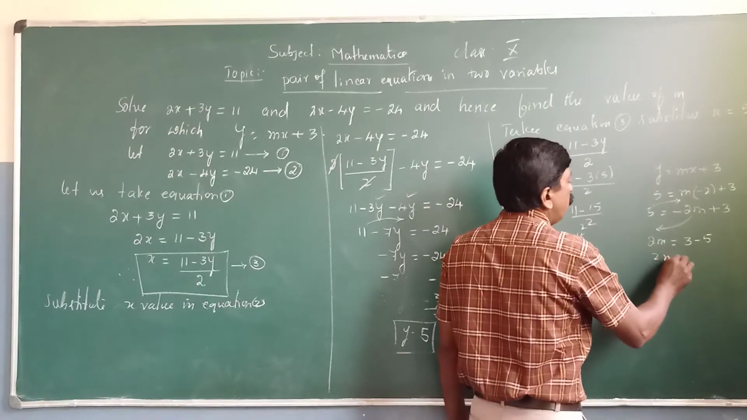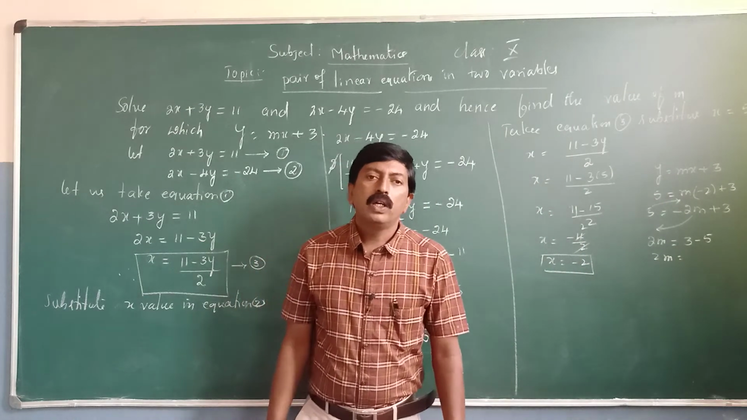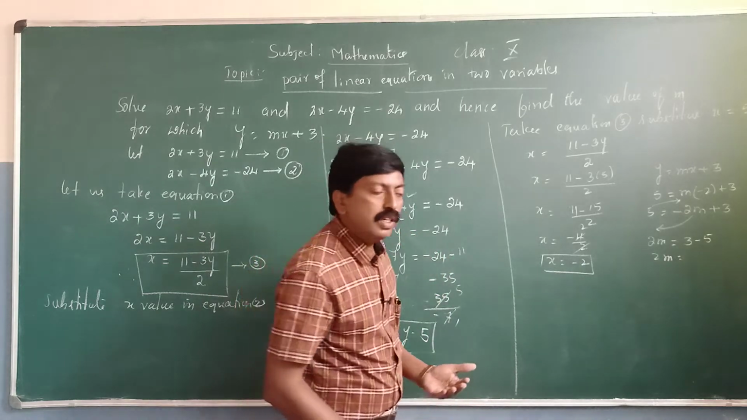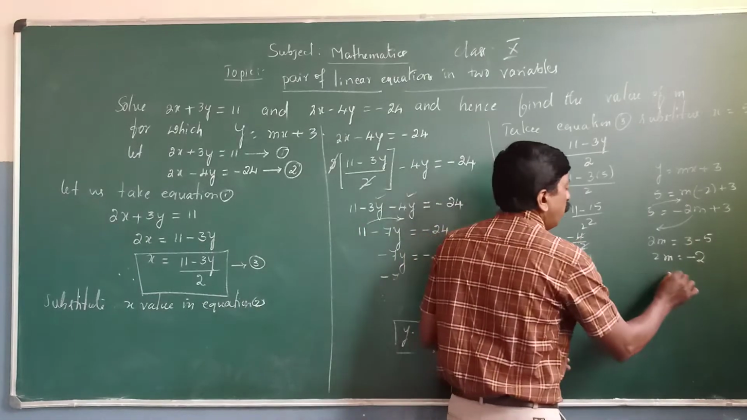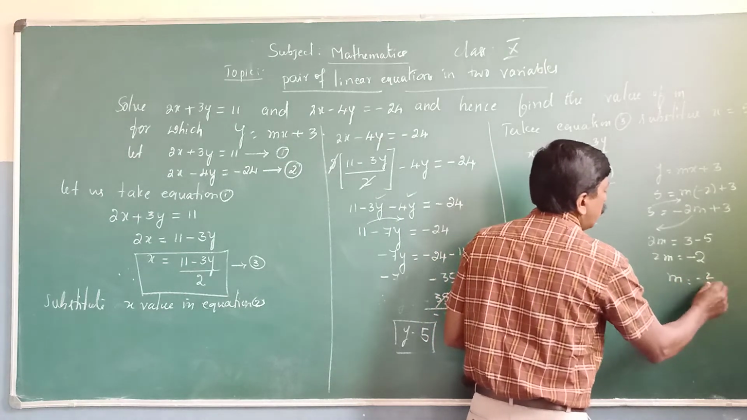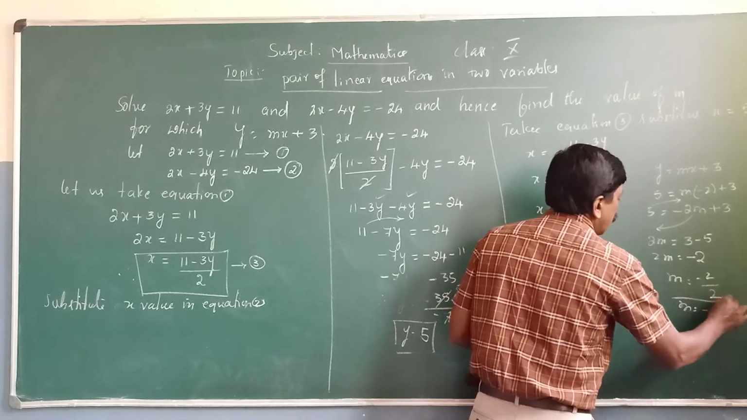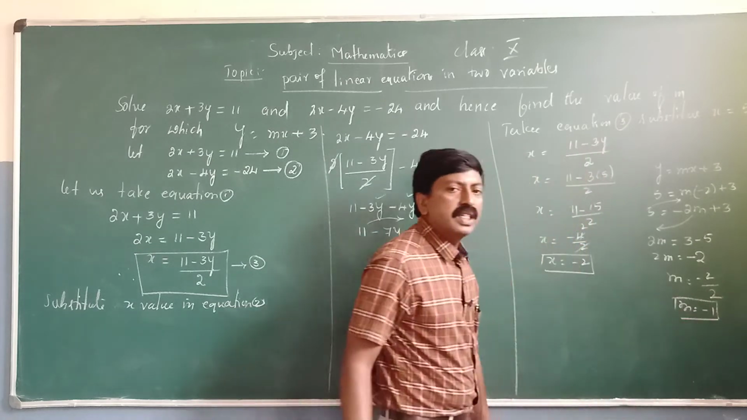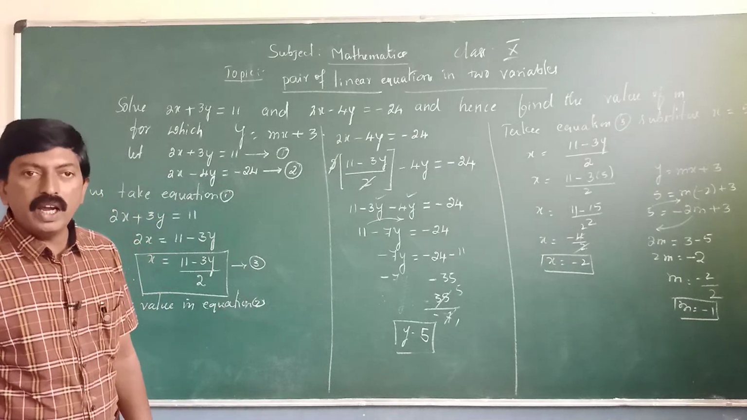So 2m is equal to, what is the difference of 3 and 5, which is 2? The bigger sign is minus. Therefore m is equal to minus 2 by 2. m is equal to minus 1, since 2 ones are 2. So like this we have to find the m value.